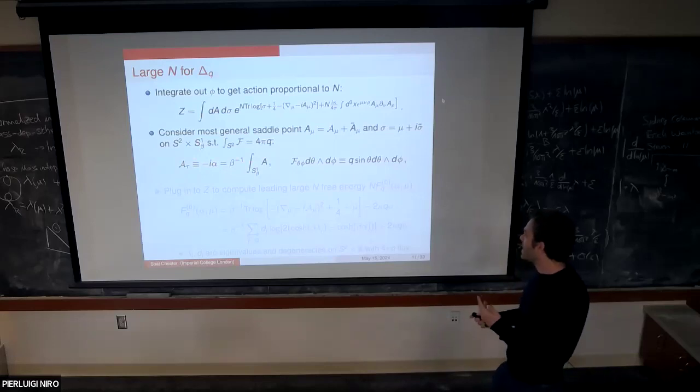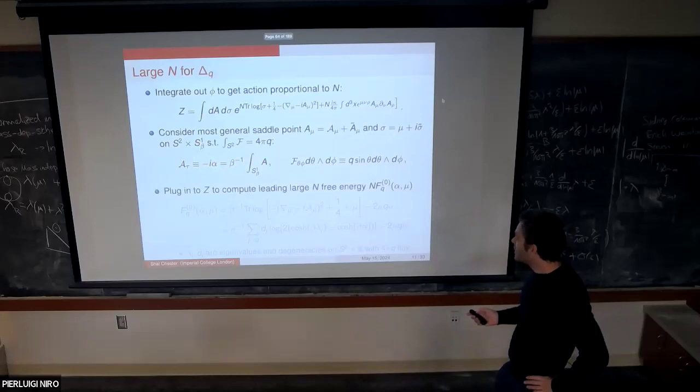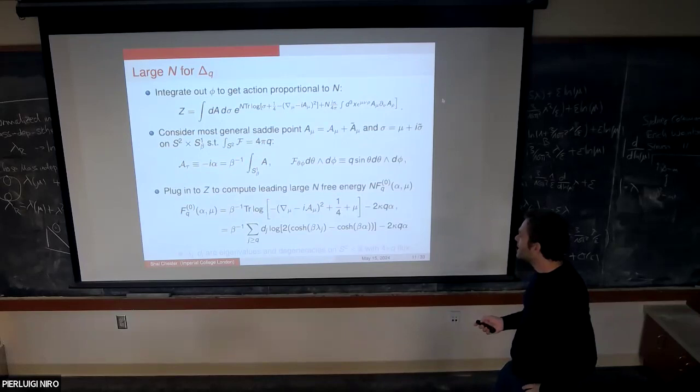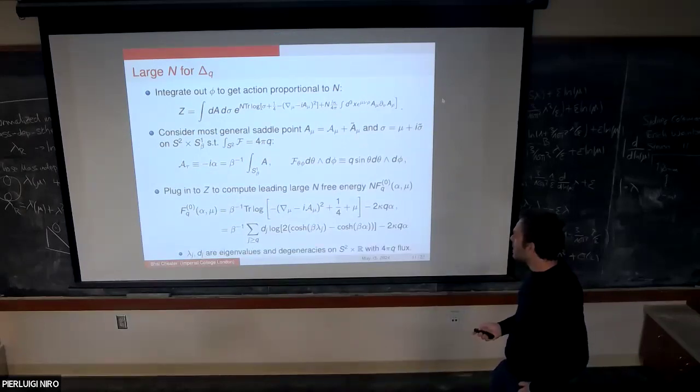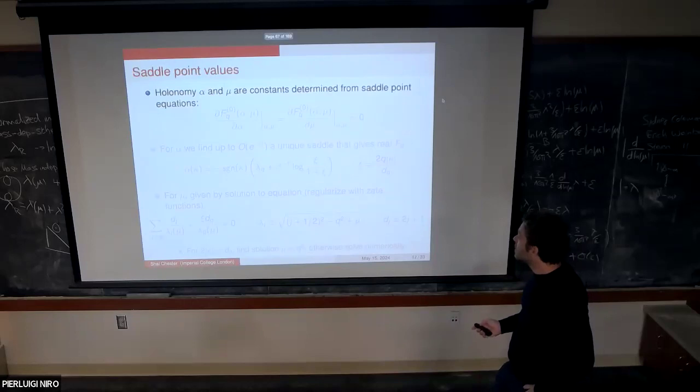And now let's try to fix the values of the saddle, i.e. let's try to fix alpha as well as mu, because everything else is fixed. So we're going to plug in the ansatz for the saddle into this quantity. This will give us the leading large n term. And then you do this evaluation, and you get this kind of sum over Matsubara frequencies over here, where lambda is the eigenvalues of this operator, d is its degeneracies on S2 cross R with 4 pi q flux. Okay, so this is the expression you need to evaluate to get the leading order answer.